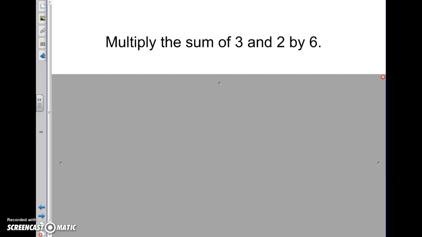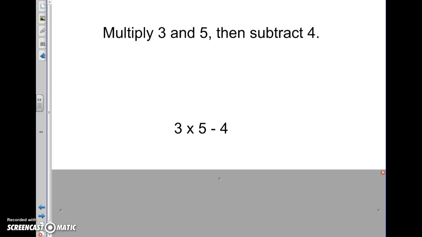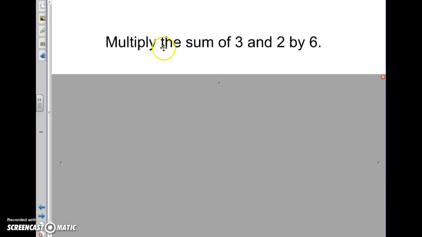Here's another example. Multiply the sum of 3 and 2 by 6. Now, this is where it gets a little bit more complicated, but we just have to read it carefully. So, in this last one, it was pretty straightforward, where it just says multiply 3 and 5. Okay, I can do that. 3 times 5. Then subtract 4. Okay, minus 4. But this next one, you'll notice that it says multiply the sum of 3 and 2.